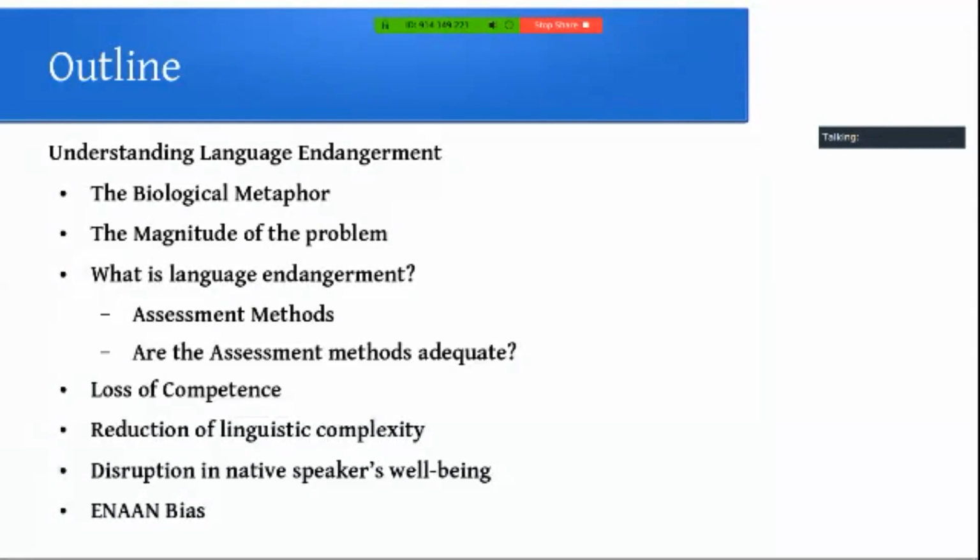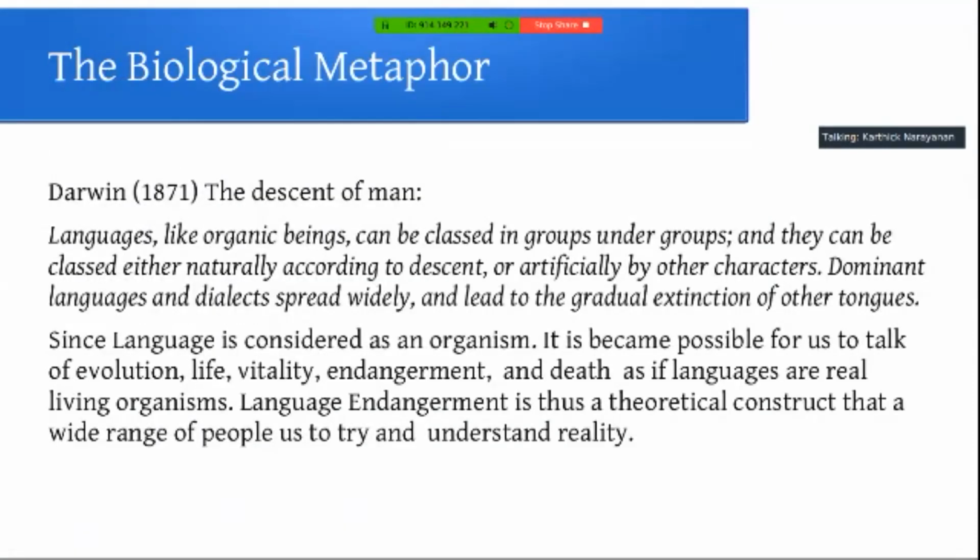So moving into my talk, the first thing is that all of us know that within linguistics we conceive language as a sort of living organism. This idea has been around since the 17th century, but Darwin's Descent of Man is one example where it is clearly discussed. Darwin says language, like organic beings, can be classed into groups under groups, either naturally according to descent or artificially by other characters. Dominant languages and dialects spread widely and lead to the gradual extinction of other tongues.